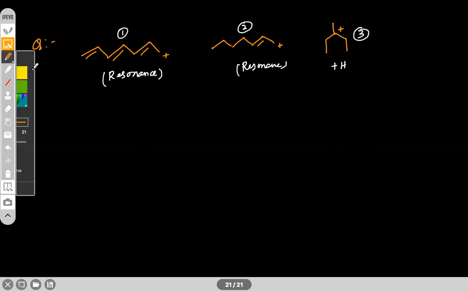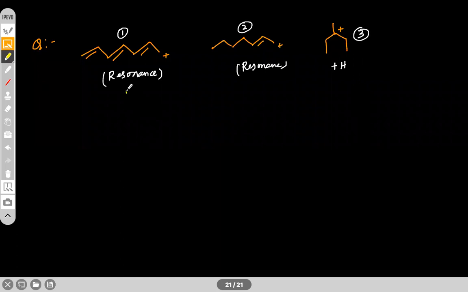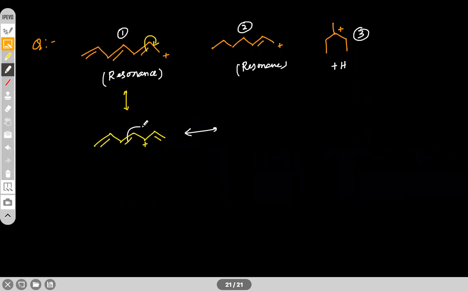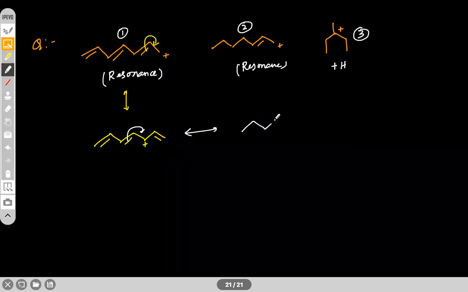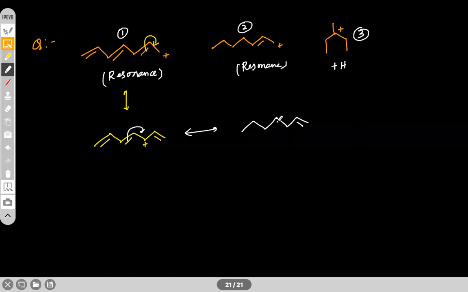First compound resonating structures, if you want to draw, you can draw this way. This comes over here. Double bond, here we have the positive charge, double bond, double bond. Next you can draw, this comes over here. Double bond, positive charge, double bond. Further, you can draw this is the structure we can draw. Clear?